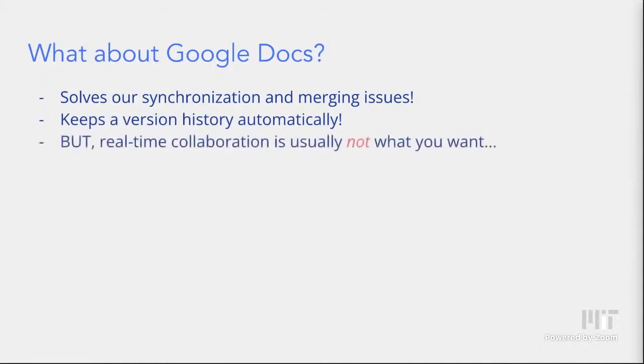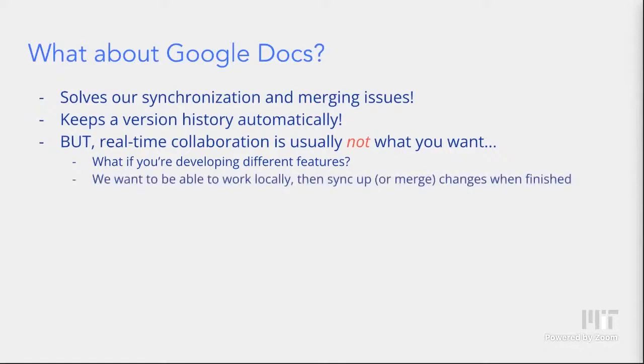But the problem is, usually you don't want real-time collaboration for these types of projects, for various reasons that we'll see. For example, what if you're developing different things simultaneously? It gets very hard to manage. There's just text moving around everywhere. If it's real time, it's very hard to keep track of your own stuff. And let's say maybe two people are working on two different versions of the same feature. Then how do you have them collaborate without editing the same thing at the same time? So we want to be able to work locally and then later on merge changes when you're done with a particular part.